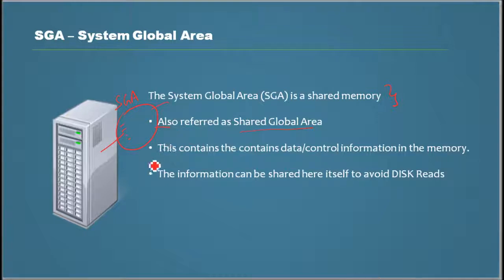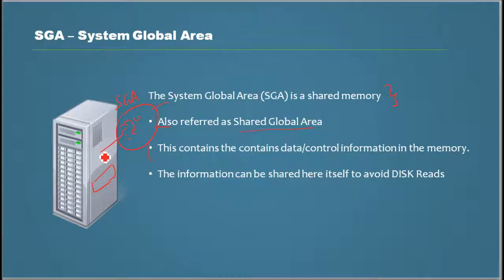Let's say it is running in the memory and it has some data and multiple users are connected to it. The users can share data here within the SGA instead of making the users read from the disks. This way the performance would be much better. For example, if one user queried a table and the data is still there, and if another user queries the same table, it doesn't have to read from the hard drive because it's still there. So this is SGA.